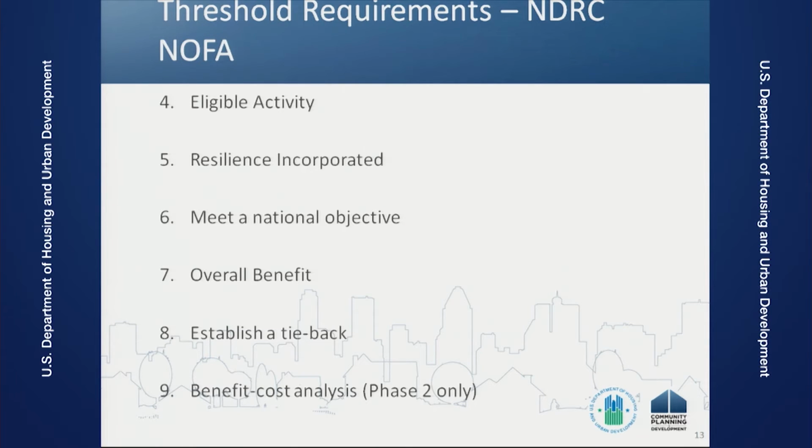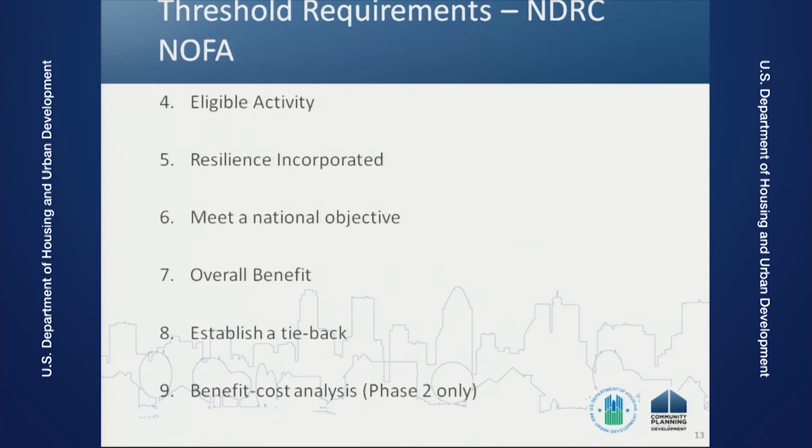The sixth threshold requirement is the requirement to meet a national objective. To meet this threshold requirement, applicants must demonstrate that each proposed disaster recovery activity, other than general administration and planning, will meet a CDBG-NDR national objective, or alternatively request a waiver of the national objective. But applicants should be cautioned that HUD will not waive a national objective entirely, and waivers or alternative requirements to national objective requirements are very rare.